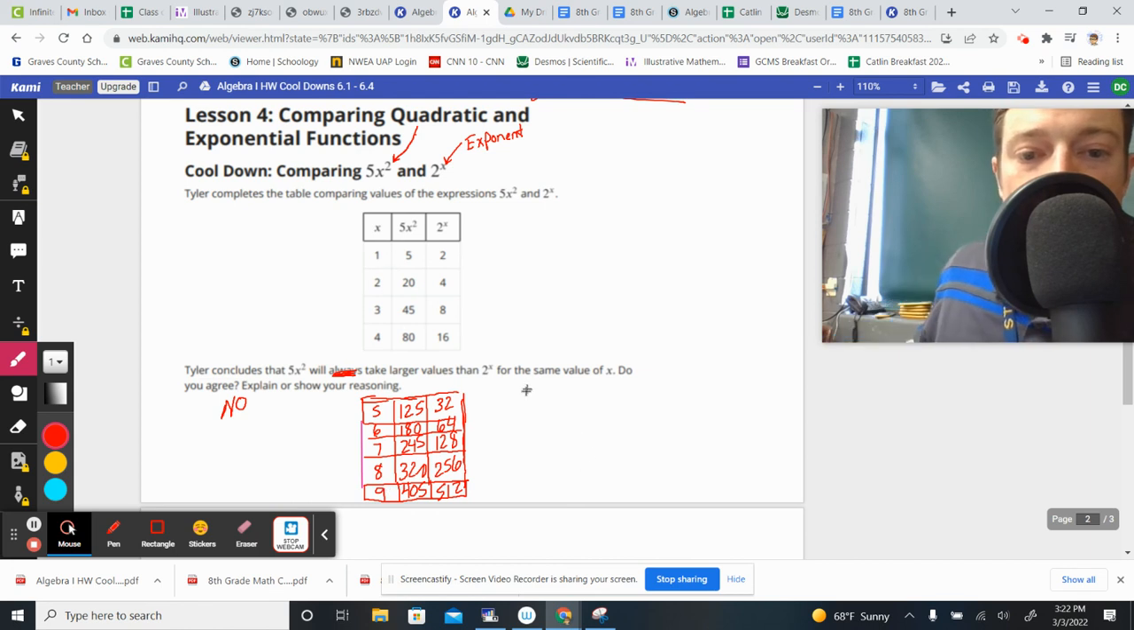Here, let's write that down. When x is greater than 9, 2 to the x is always larger.